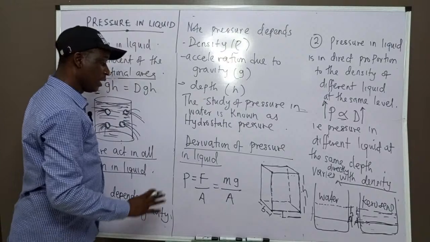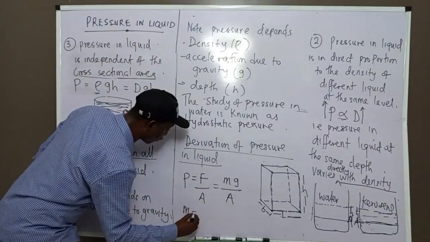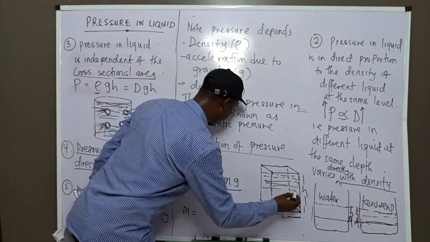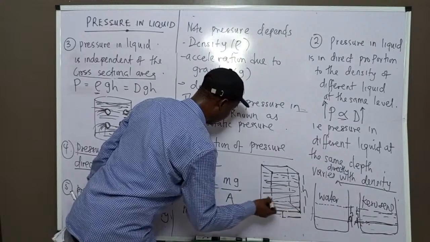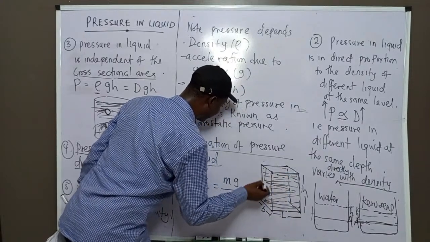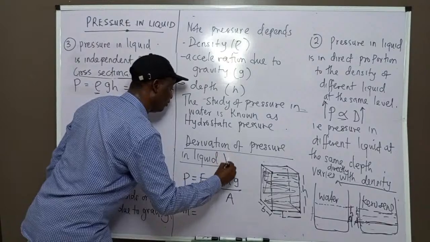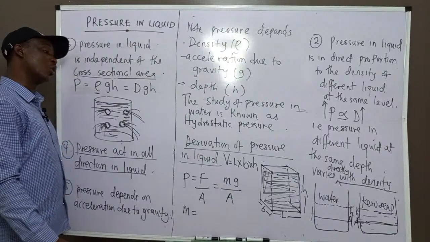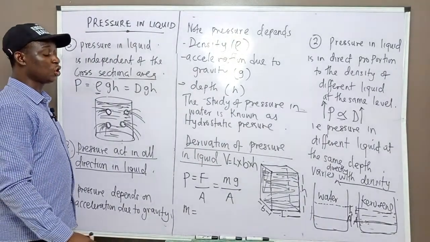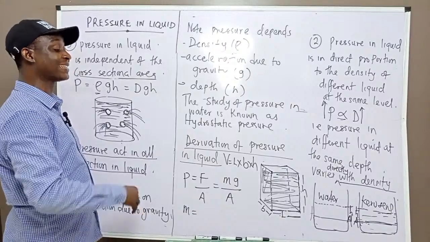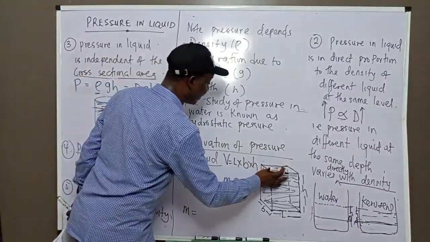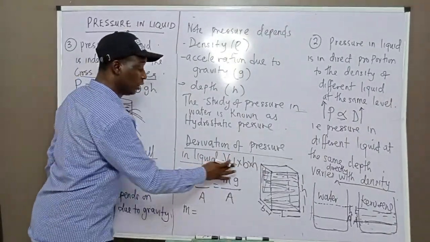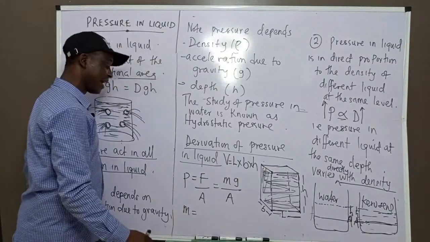Now, the mass is equal to what? Let's say we fill the container with water, for instance. Don't forget, this container's volume is length times breadth times height. It's a cuboid, what we call a rectangular block. Anytime you hear a rectangular block, you are trying to refer to a shape like this, a cuboid, which has volume length times breadth times height.